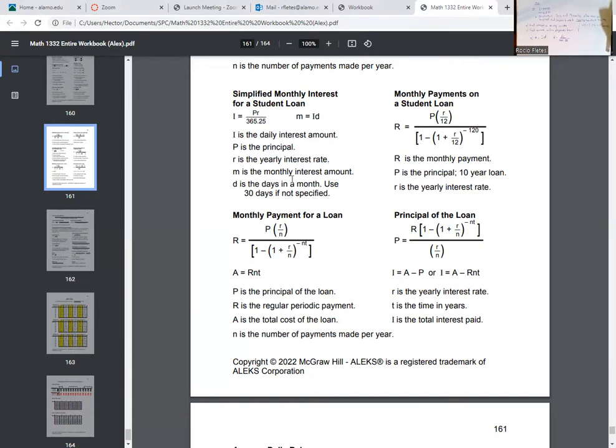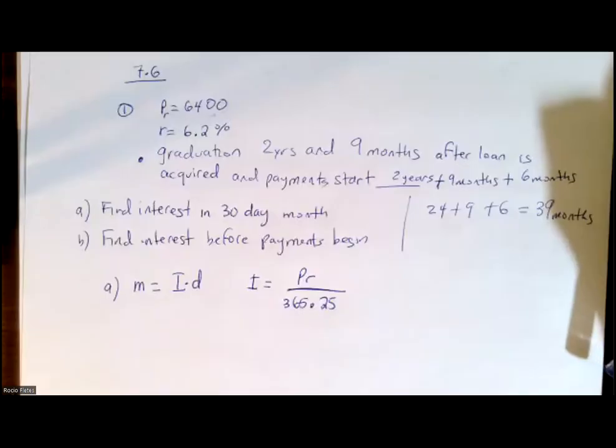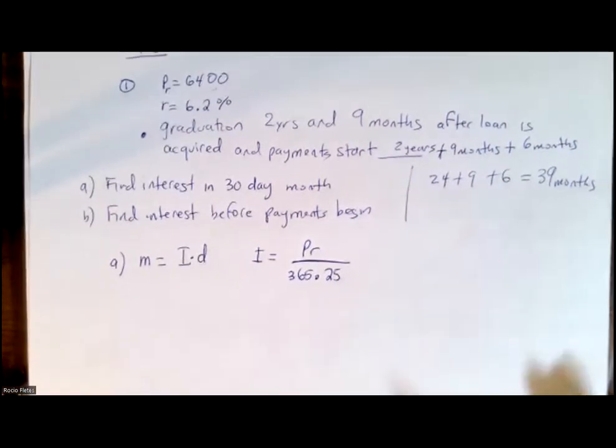So I'm showing you here, you're going to need both of these formulas, and you need to be familiar with them. There's the I formula, and then the M, which is what we're looking for in part A, the monthly interest amount. M is equal to I times D, but we need to find I first. D is the days in a month, so that's easy. That's just going to be 30 days, because they told us to use 30 days. All right, so I'm going to stop sharing, and we're going to go back here to answer part A.